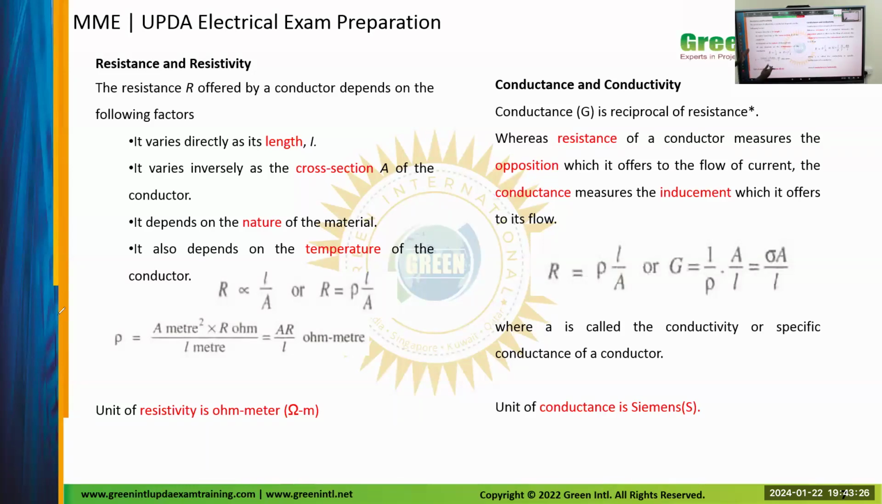So here we have resistance and resistivity. On the other hand, we have conductance and conductivity. So what is the conductance? Conductance is denoted by G. Resistance is denoted by R. So conductance G is equal to 1 by R. That is, the reciprocal of the resistance, we call conductance.